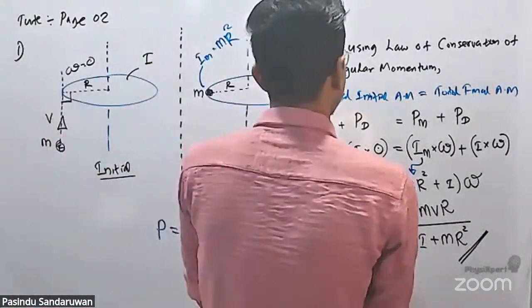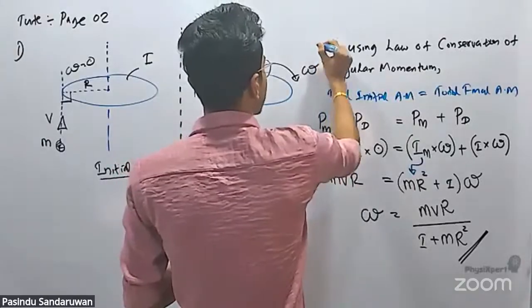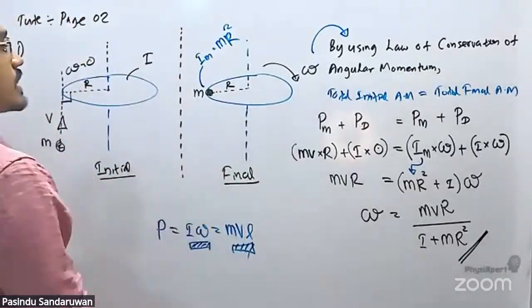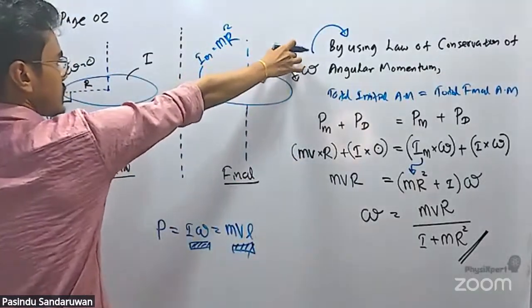And one more thing, we have to mention the direction, right? I have considered this direction. This is a vector, right? Mention the direction of rotation you are considering here.